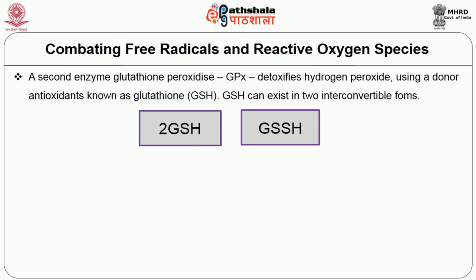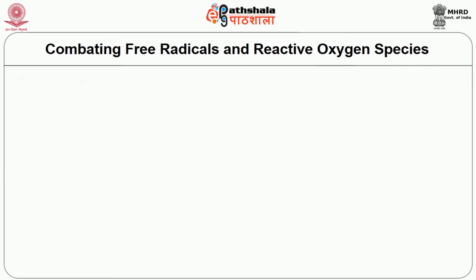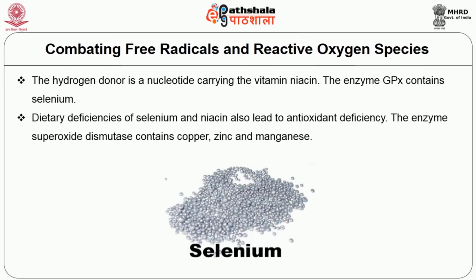GSH can exist in two interconvertible forms as follows. It can give hydrogen to combat oxidative stress. It can also take up hydrogen and can be considered a storage form of antioxidant. While combating free radicals and reactive oxygen species, glutathione gets inactivated to the oxidized form but can be regenerated by the cellular metabolism using another enzyme, glutathione reductase. The hydrogen donor is a nucleotide carrying the vitamin niacin. The enzyme contains selenium. The dietary deficiency of selenium and niacin also leads to antioxidant deficiency.